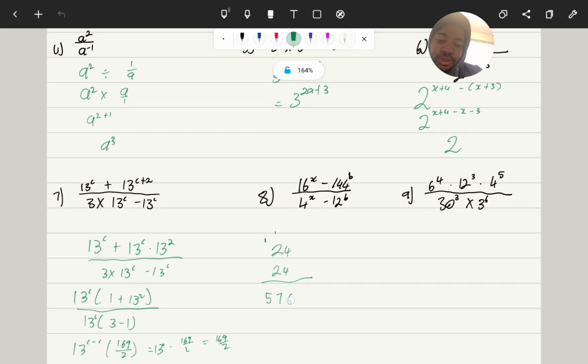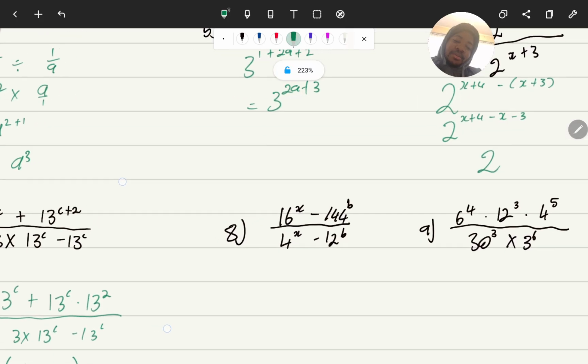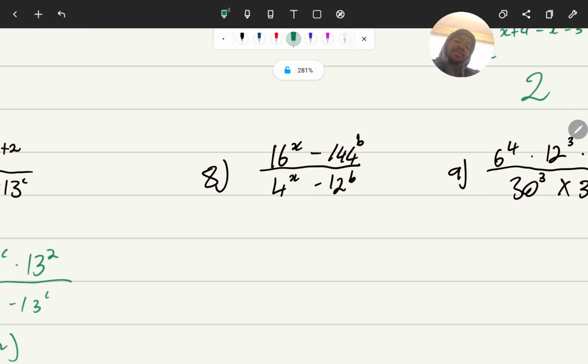Cool. So let's do this one. Number 8, we have something very interesting. I'm seeing a difference of two squares, né? So here's how I see it.